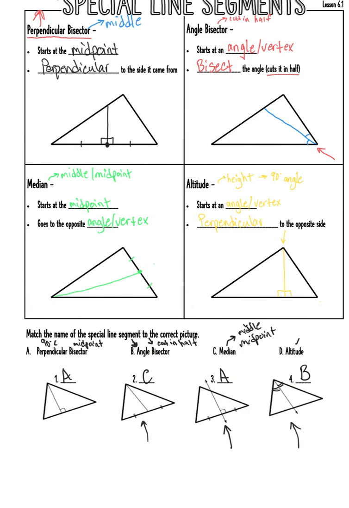And again, altitude, you should be thinking 90-degree angle, which we have here. You can see the box. This line here is perpendicular to this bottom side, so that is an altitude. And there you have it. The first page is done. Let's go to the back page.